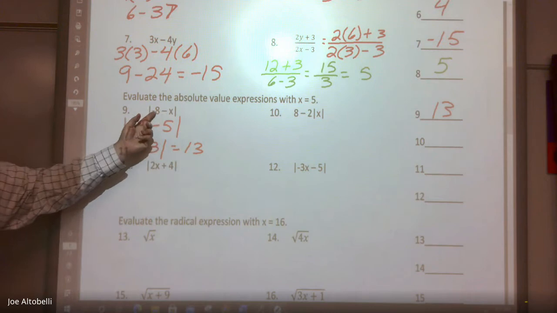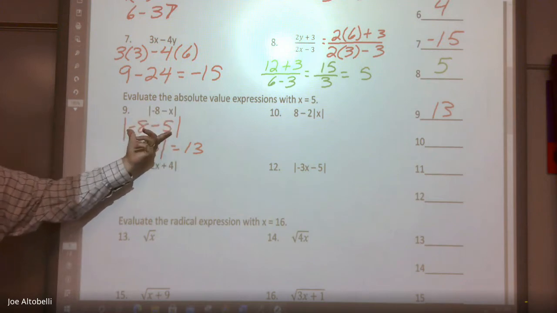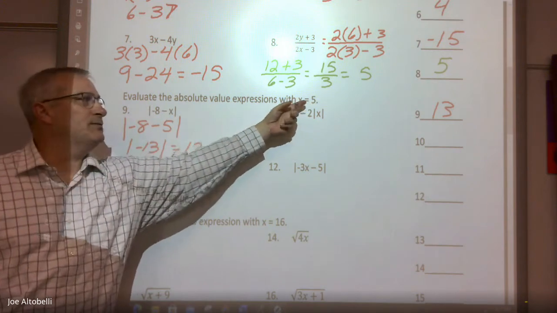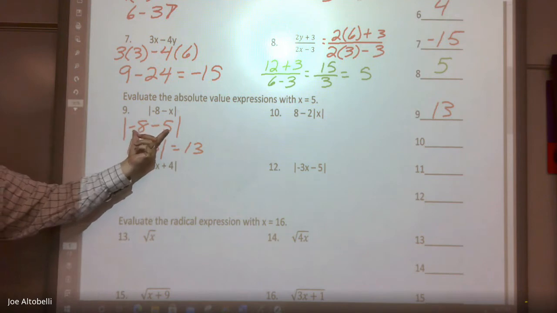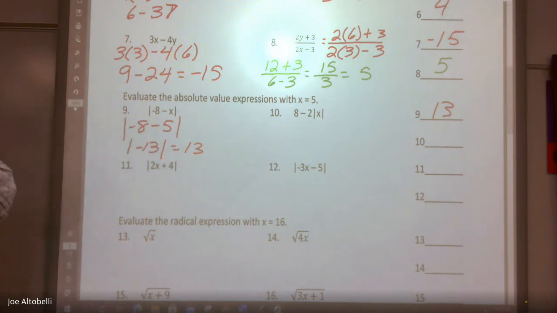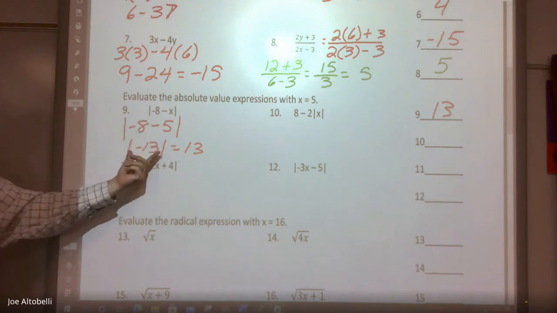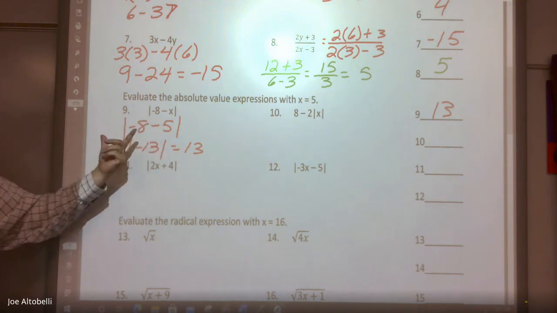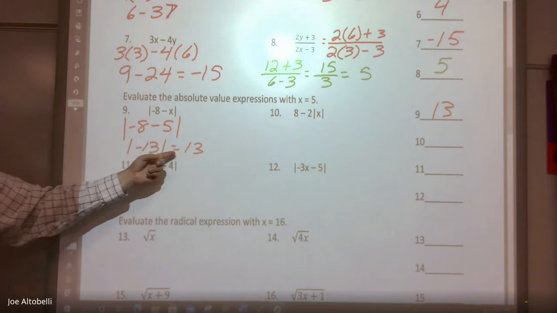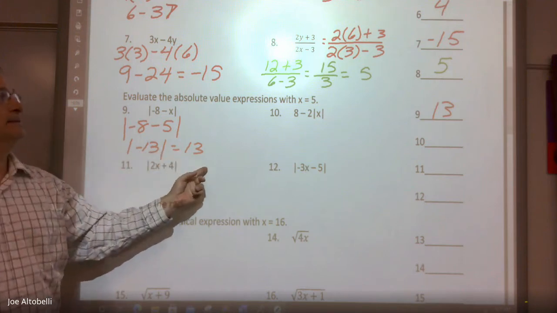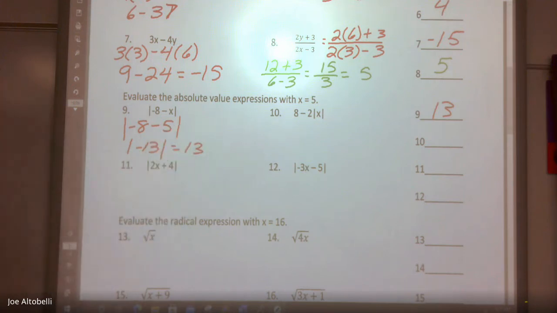So we have a -8 minus x inside the absolute value. X is 5. -8 minus 5. Again, use your calculator. Change subtracting to adding the opposite. You need to get -13. And then the absolute value of -13 is 13. Go ahead, number 10.